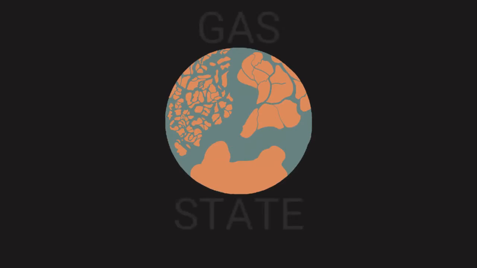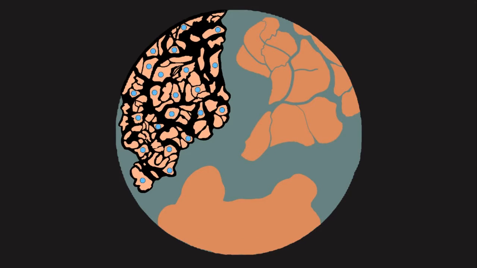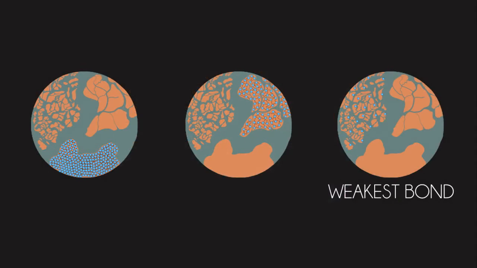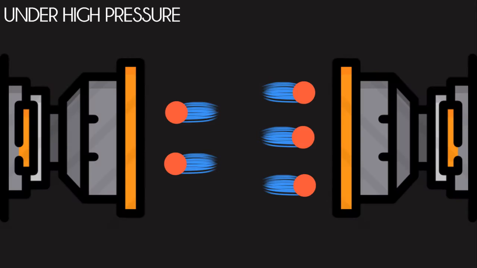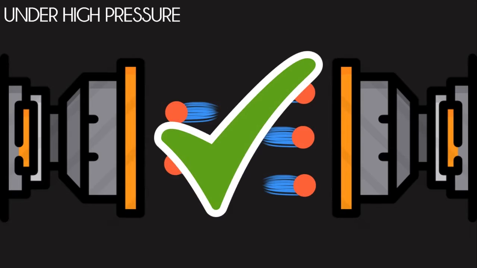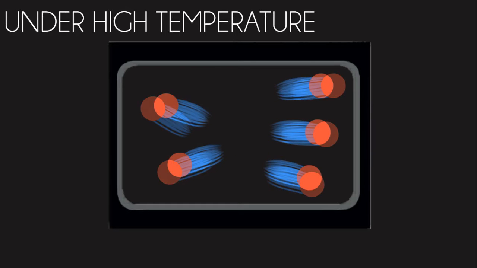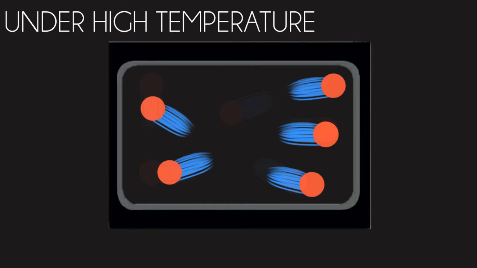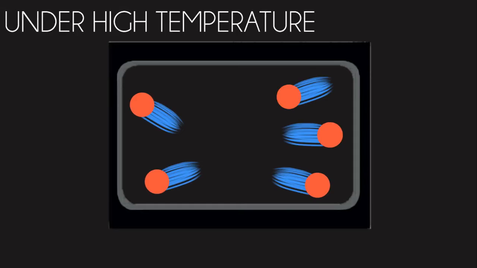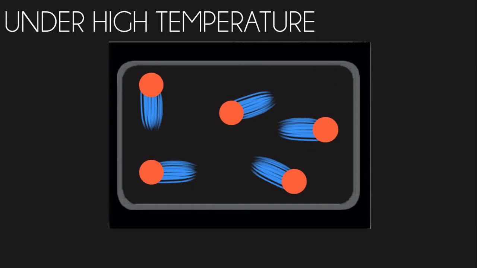Lastly, the gas state. The particles living here are far from each other, and this explains their weak bonds. In fact, this state has the weakest bond among the states. That's why its shape is indefinite. Just like the other states, they tend to squeeze together if there's a high pressure. They greatly expand when there's a high temperature, which separates them from others. On the bright side, they can move freely around the state.